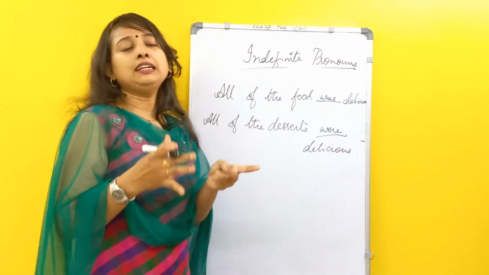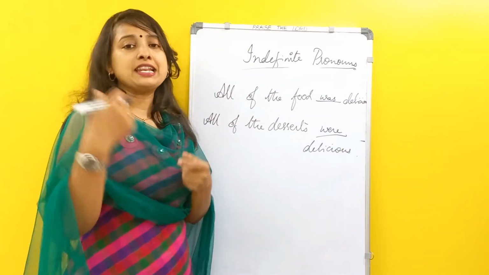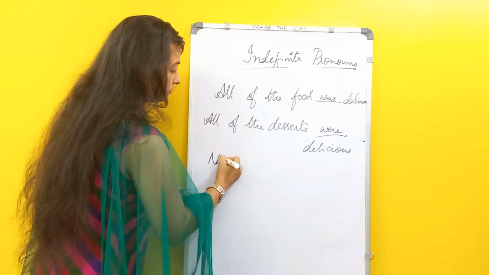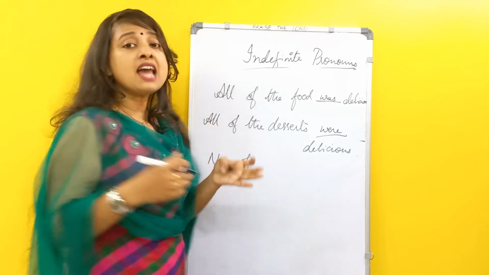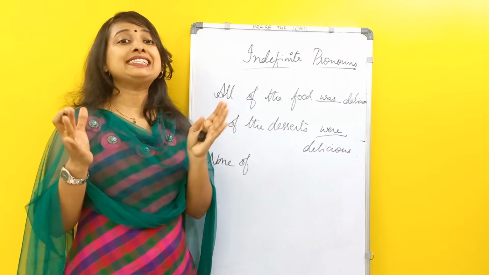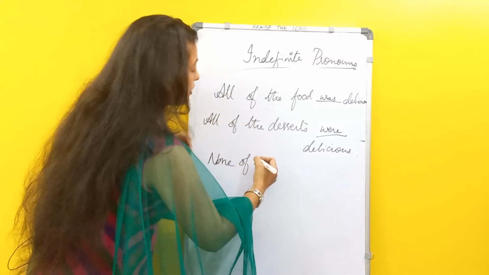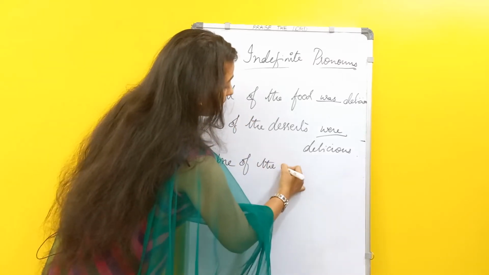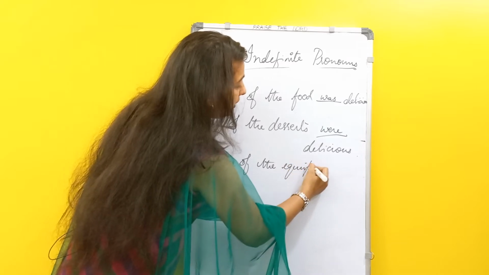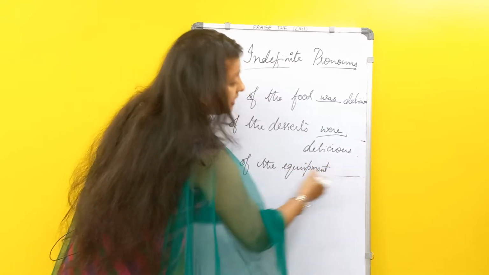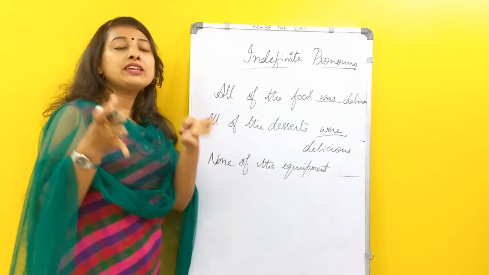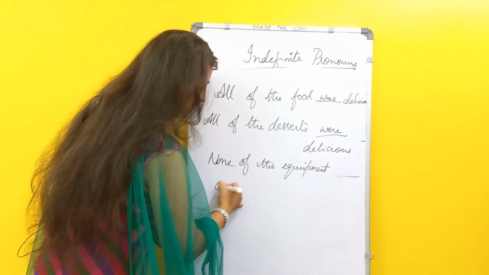Understood? Similarly, you can go for none. None of the equipment. If I say equipment, is it countable or uncountable? None of the equipment dash, none of the equipment dash delivered.